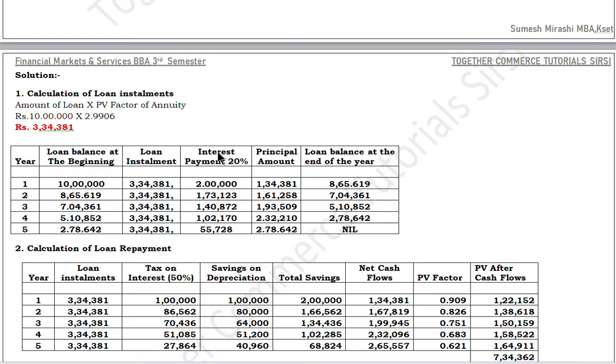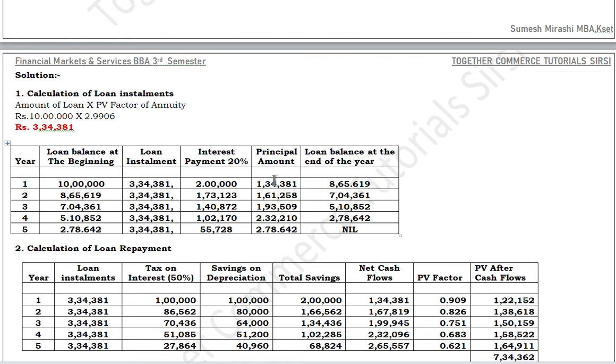Then the next column is interest payment at 20%. This is got by multiplying the second column, that is this 10 lakh, into 20%, you get 2 lakh. For the next year, 8 lakh 65,691 into 20%, you will get this. Similarly, all these values are got by multiplying the second column with 20%. Now, why 20%? In the question you can scroll back and see the interest rate is 20%.